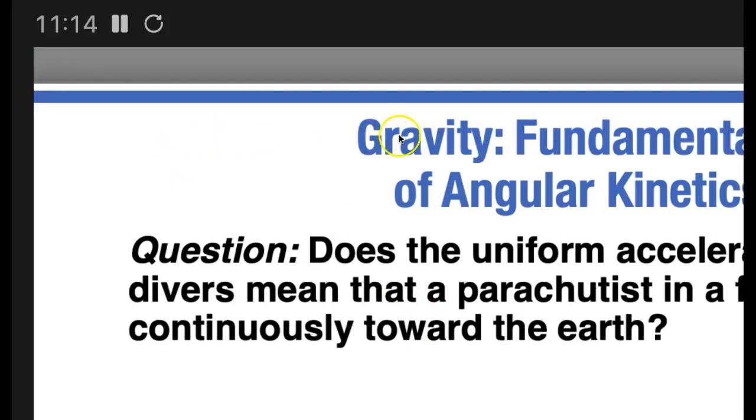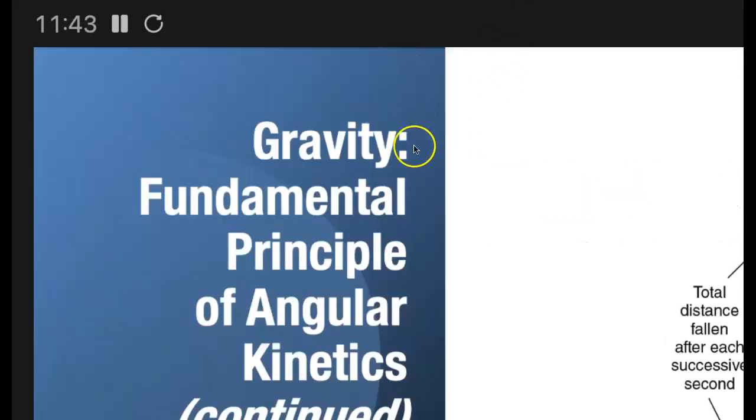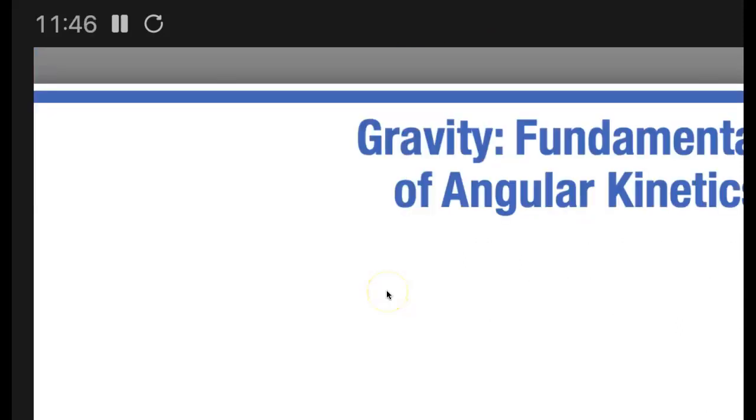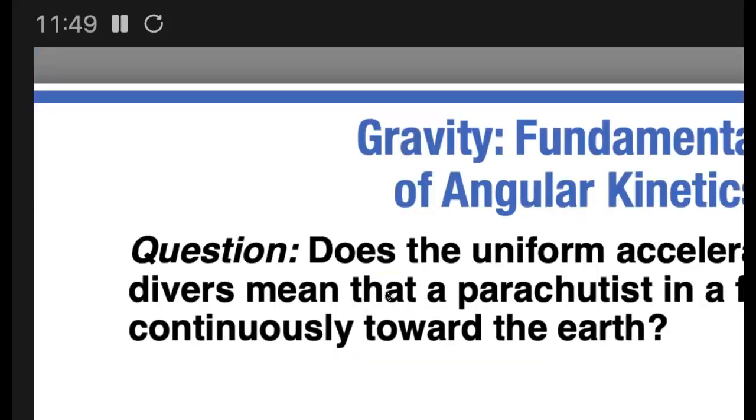So, tell the person next to you, does the uniform acceleration of a springboard diver mean that a parachutist in free fall accelerates continuously towards the earth? So a diver and a parachute, are they the same? Why or why not? Well, like in this one, it had kind of a uniform acceleration of a diver. Does a parachutist have a uniform acceleration?